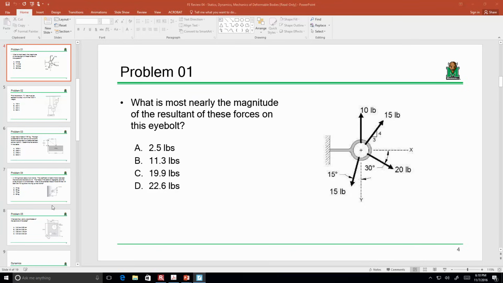Okay, so problem 1, we have an eye bolt, and we have a number of forces that are being applied in a number of different directions, and we want to know what is the resultant of these forces on the eye bolt. And this is honestly just a very fancy Pythagorean theorem type problem. So let me copy and paste this image.